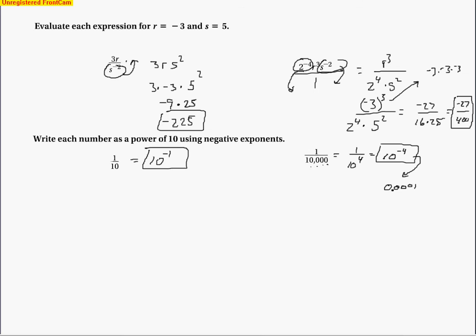So again, the rule is we count the zeros there, and that brings that decimal point over. And so when we read decimals, remember place value, this is the tenths, hundredths, thousandths, 10,000ths. So this is 1/10,000. All right, so those are the types of problems you're going to see on tonight's homework.